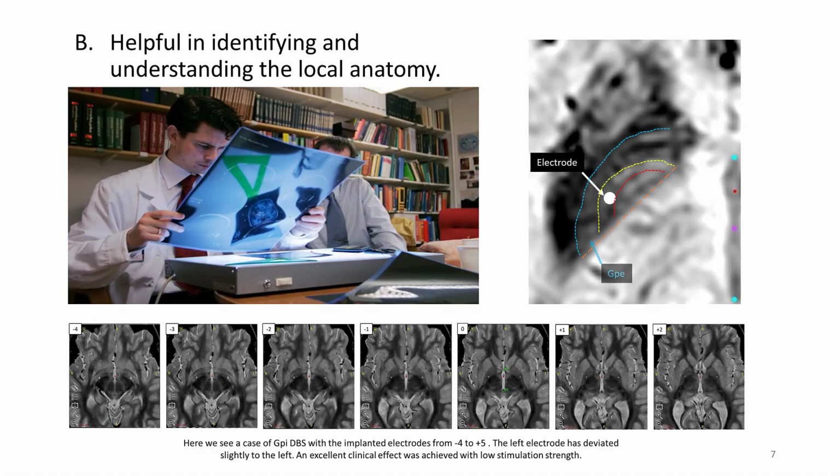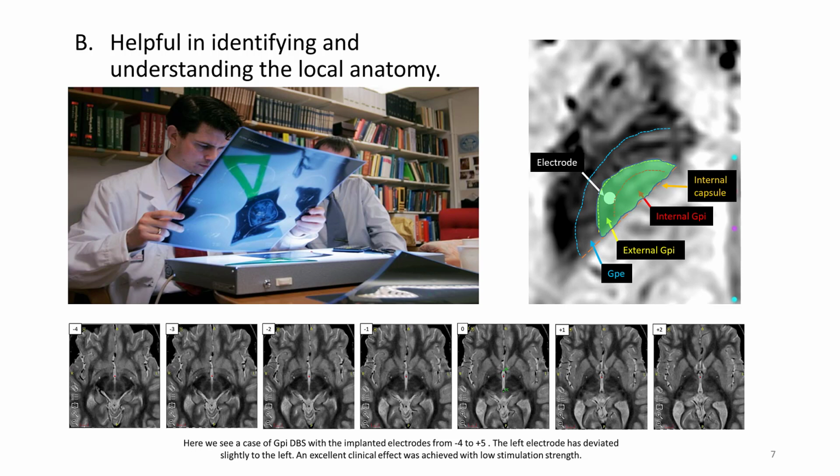Another reason as to why visual programming is of value is because it helps many to understand the anatomy. As a neurosurgeon, I have always looked at the images and based on the location of the electrode in relation to the patient's own anatomy, formed an idea about which contacts will probably be best for stimulation and in which direction certain side effects can be expected to appear.